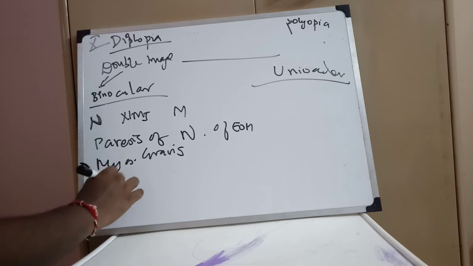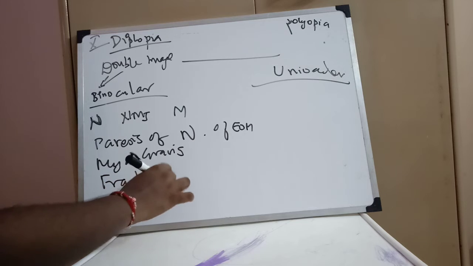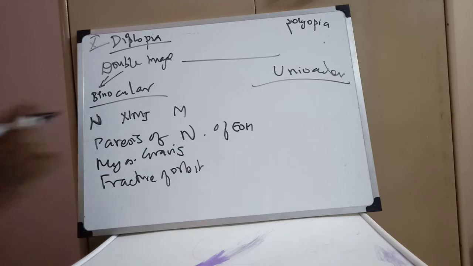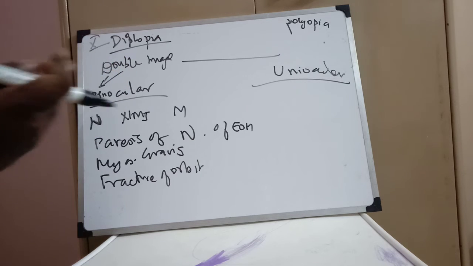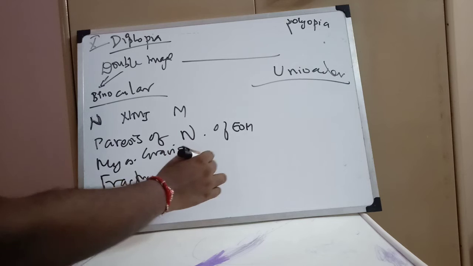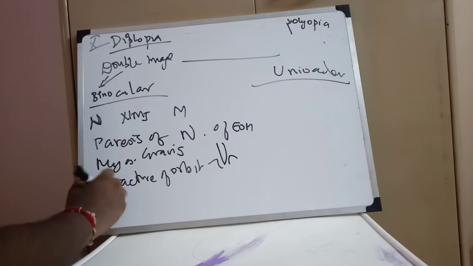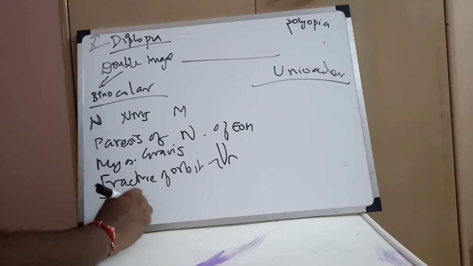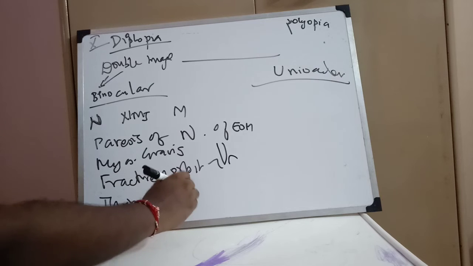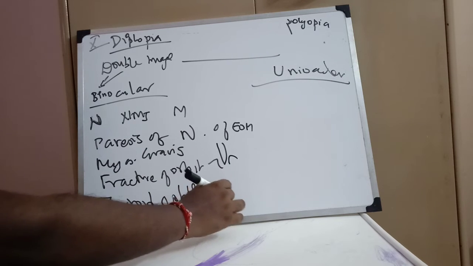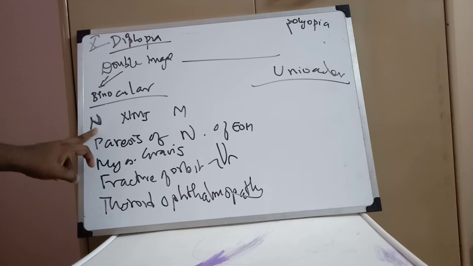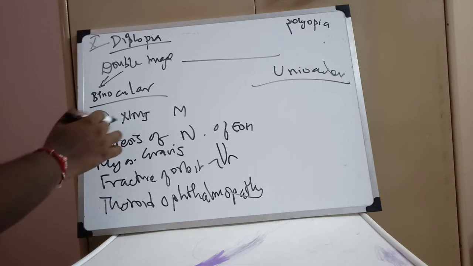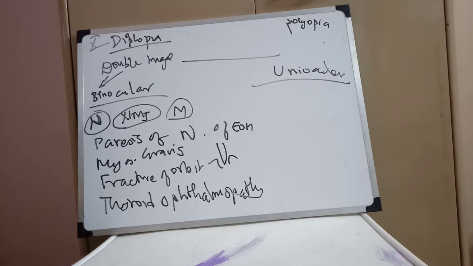You can have fracture of the orbit. By fracture of the orbit, you are going to have entrapment of the extraocular muscles; the muscle is entrapped in the fractured segment of the orbit. And then you can have thyroid ophthalmopathy. So binocular diplopia causes can be classified into nerve, neuromuscular junction, and muscle.